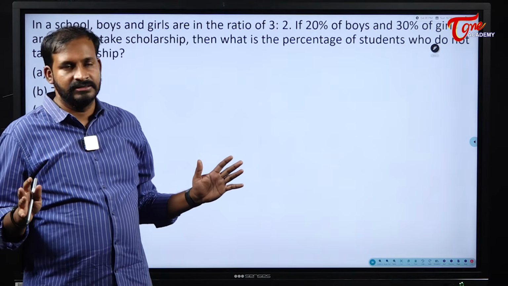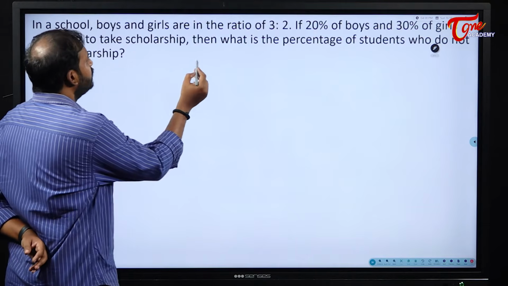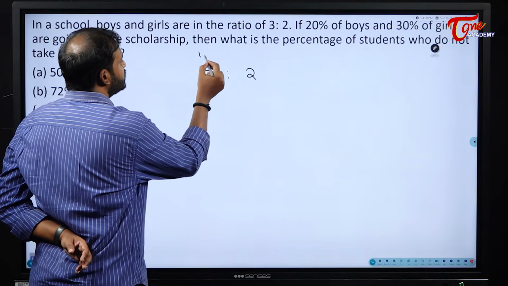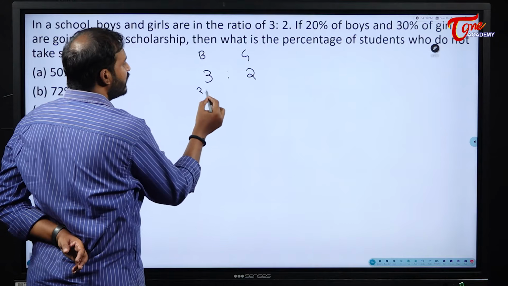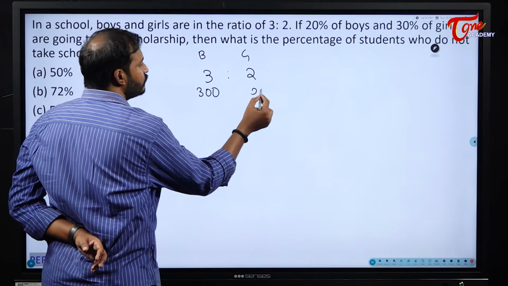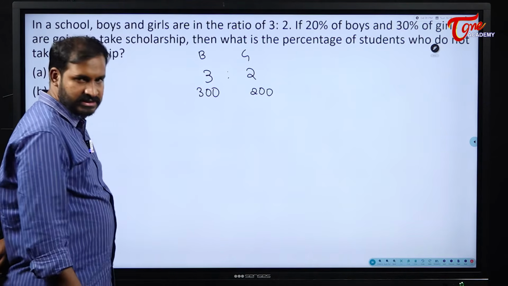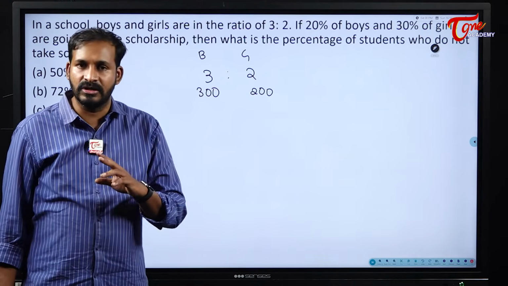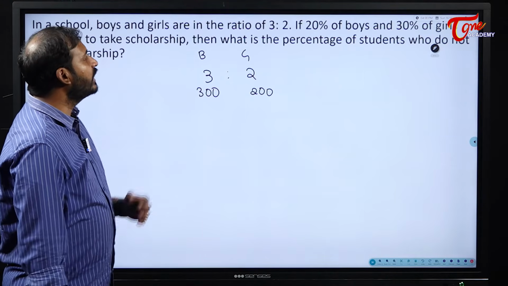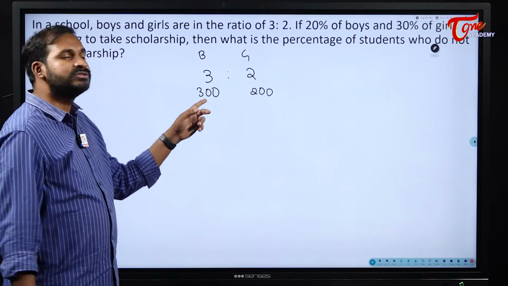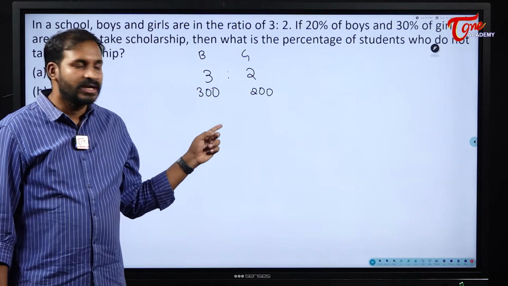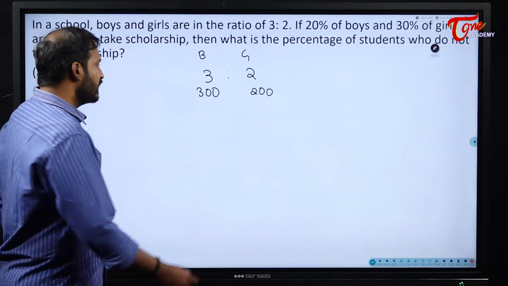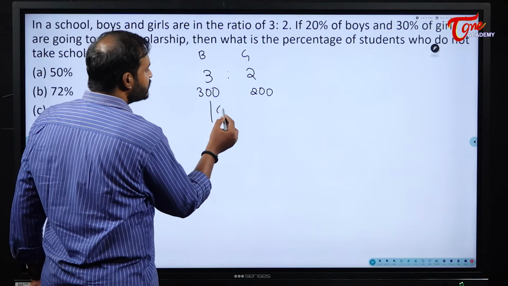So boys and girls are in what ratio? 3:2. For timing, I will assume them as 300 and 200. I can assume, right? Yes, I can. There is nothing wrong in assuming in this concept, because it is completely based on relations. If 20% of boys, what is 20% of 300? 10% is 30, so 20% means 60. That means 60 people will get a scholarship.